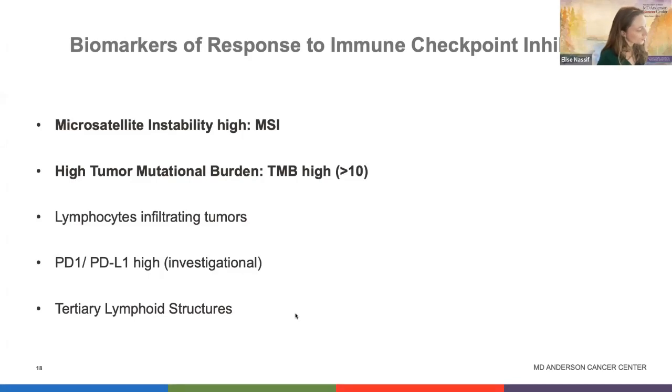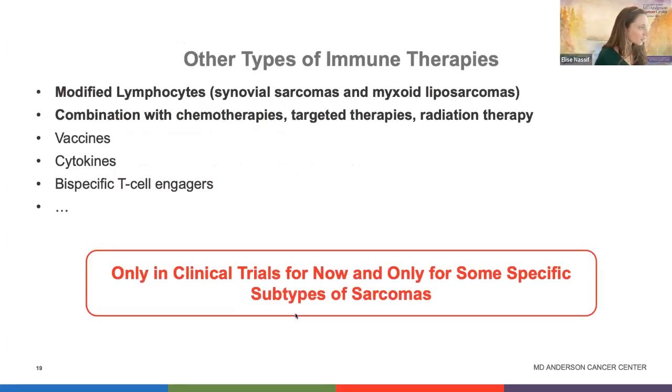So the other markers that I've noted here are markers that have somewhat less proof or are less standard of care, but are all signs of the fact that there are lymphocytes in the tumor, and therefore they are being blocked by some mechanism in killing the tumor cells, and therefore they can be reactivated. Now, there are other types of immune therapies, all of which are only part of clinical trials and only for some specific subtypes of sarcomas.